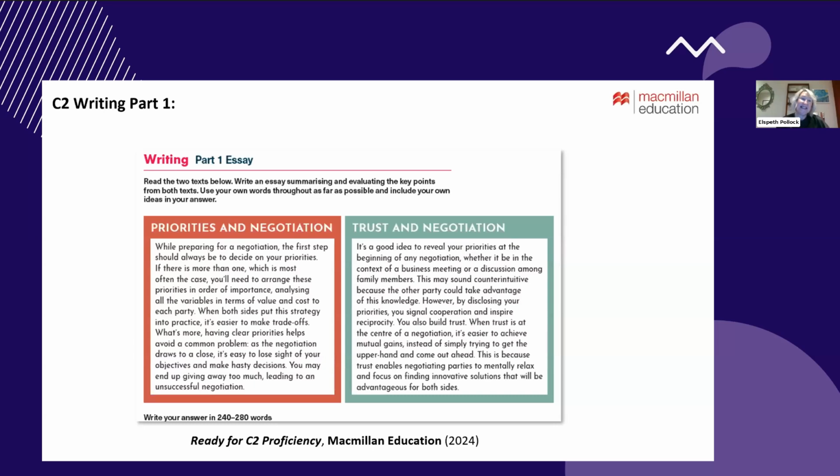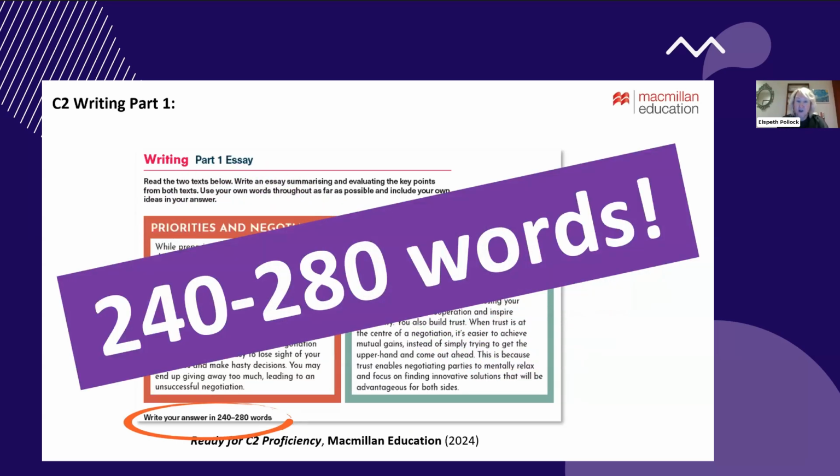I mentioned at the beginning of the session that we were going to do some ideas for working on writing part 1. Writing part 1 is this looking, summarizing and evaluating key points of 2 texts, which are about the same subject with different points of view. And I don't know whether you noticed before, but it has to be 240 to 280 words long. That's a lot of words.